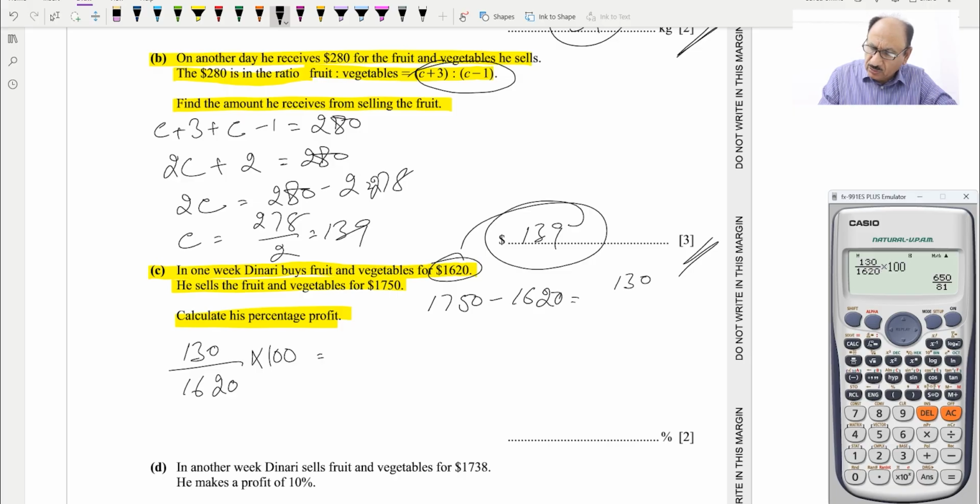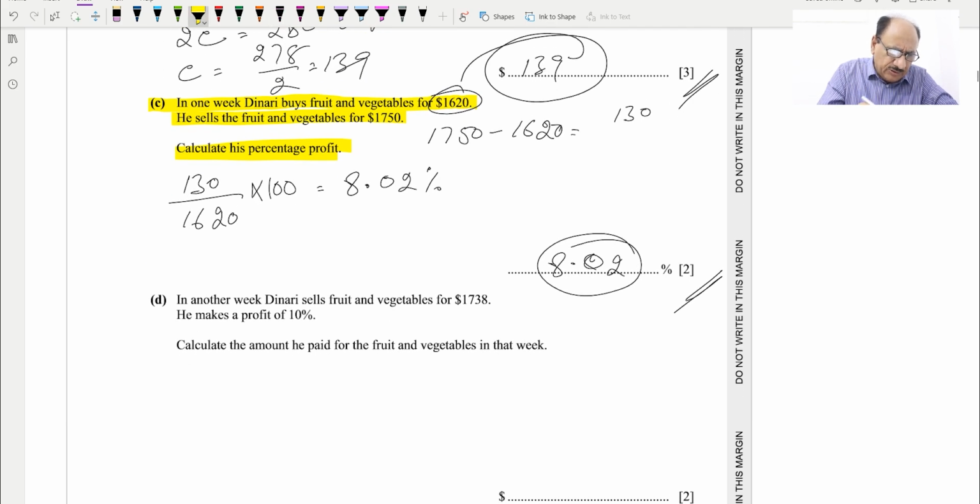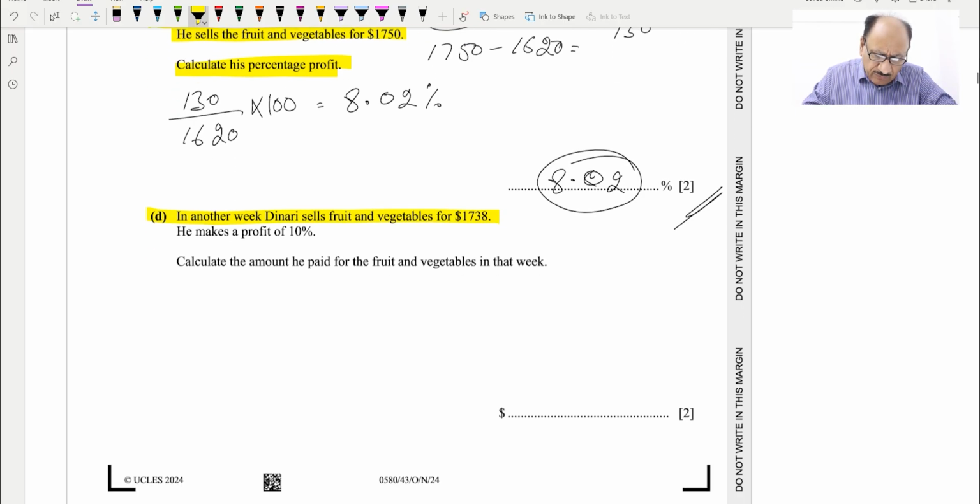This will result in 8.02%. So 8.02% will be our answer, which is over here, for 2 marks. Now part D says: in another week Dinari sells fruit and vegetables for $1738. He makes a profit of 10%. Calculate the amount he paid for the fruit and vegetables in that week.